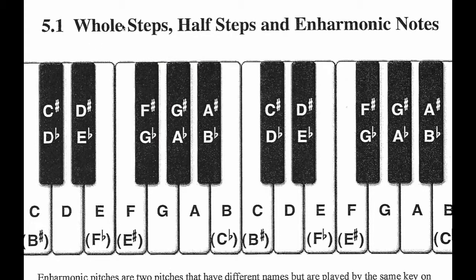Whole steps, if you remember previously, are 2 half steps. So when we go from C to C sharp, that's a half step. And when we move from C sharp to D, that's a half step. So C to D is a whole step. 1 half step, 2 half steps, C to D equals a whole step.